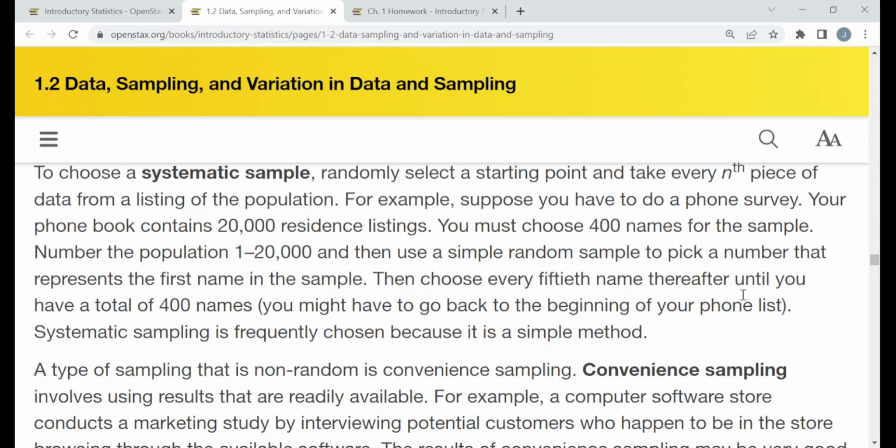You might have to go back to the beginning, of course, but, so I start with person 37, and then every 50 after that. I pick that person, then 50 later, pick that person, 50 later, pick that person. And if you get to the end and you still don't have 400 names, you start counting back from the beginning again. All right, the first number 1, until you get the 400 names.